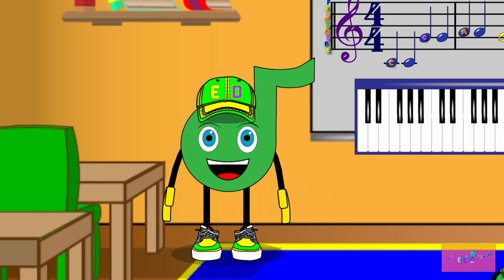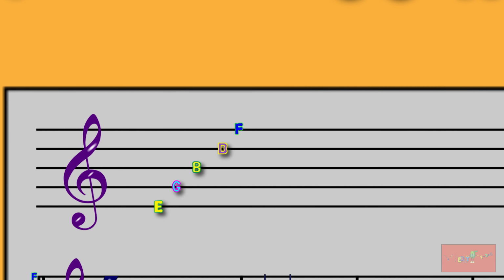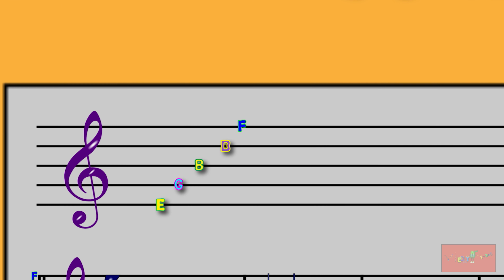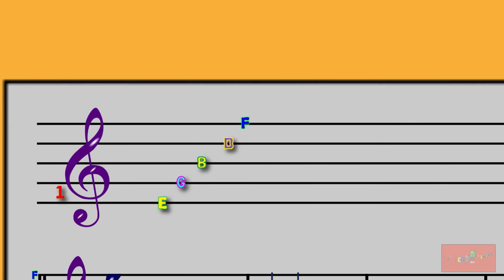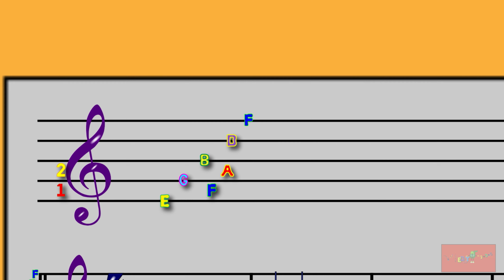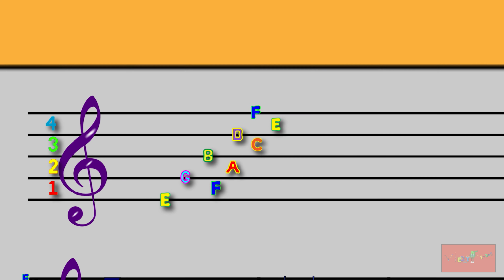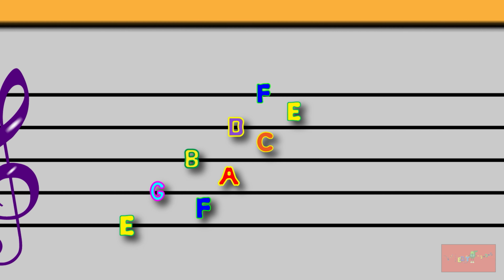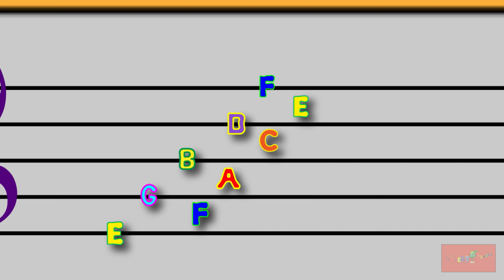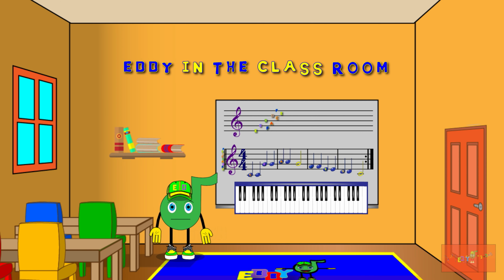Now let's name the 4 spaces of the treble clef. Remember, we're reading from the bottom to the top. The first space is F, the second space is A, the third space is C, and the 4th space is E. What does that spell? That's correct. It spells face. This is just a way of remembering the spaces of a treble clef.